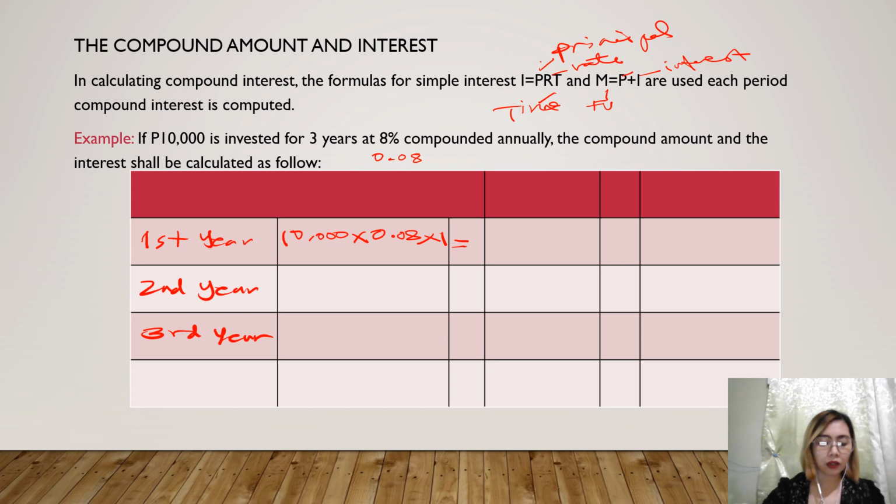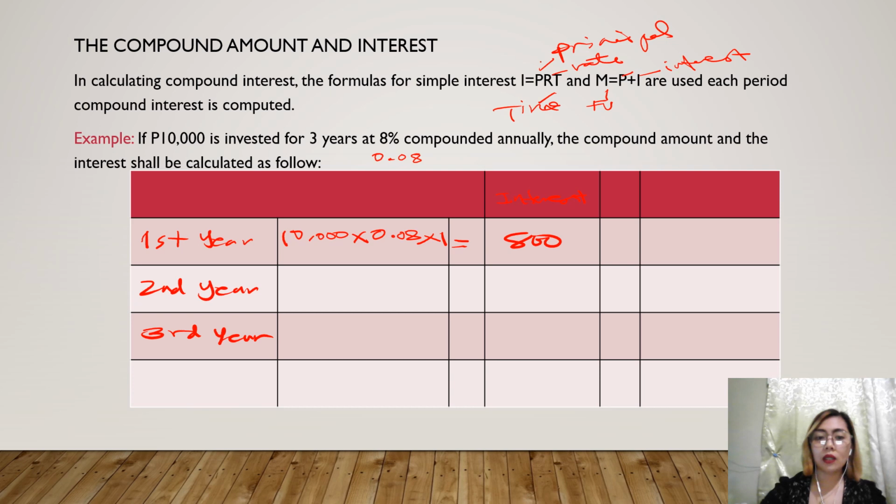Then for the second year, okay, ano yung naging value natin dito? So that is 10,000 times 0.08 and times 1. 10,000 times 0.08 times 1, that is 800. Okay, so lalagay na natin ngayon dito yung 800. Ito ngayon yung lumalabas na interest natin. Okay, so sa 10,000 ko sa isang taon, tutubo pala siya ng 800.